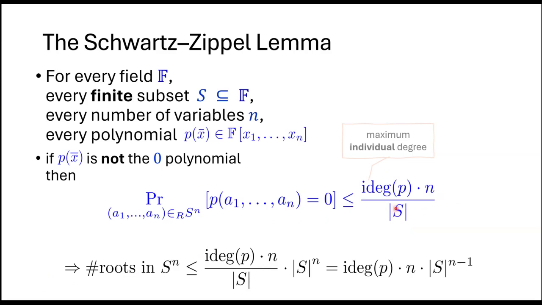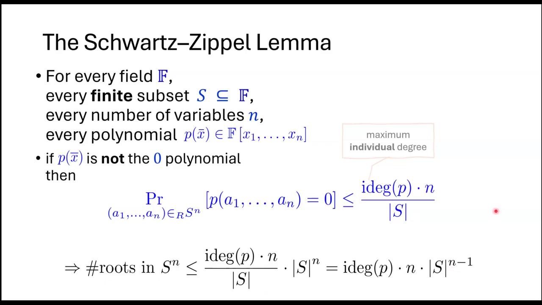As a counting statement, it just means that the number of roots in the cube S^n is bounded by this: individual degree times number of variables times the size of S, the points we choose, to the power of n minus 1. And that is the Schwartz-Zippel lemma.